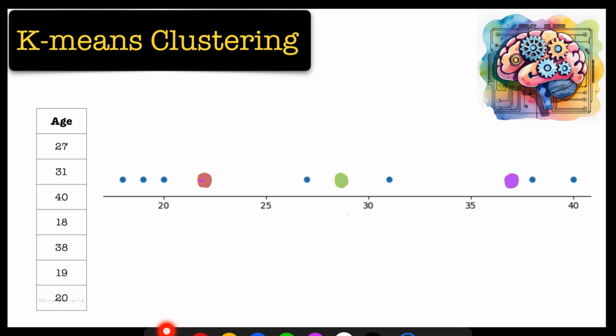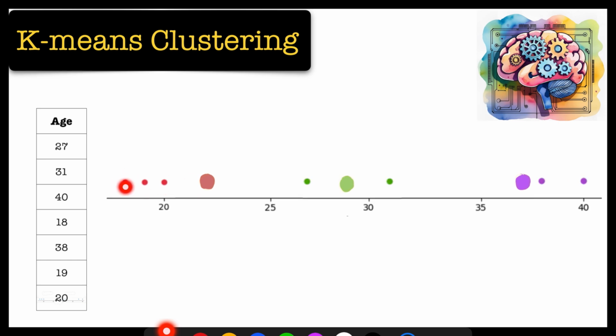Now for each of the points, we'll see which cluster is nearest. We'll assign the points to the nearest cluster. For these 3 points, you see this red cluster is nearest. For these 2 points, this green cluster is nearest. For these 2 points, this purple cluster is nearest. Let's assign the points to the nearest cluster. So these 3 are in the red cluster, these 2 are in the green cluster, these 2 are in the purple cluster. Now, after assigning the points, you see the center should not be here, right? This center also should not be here.